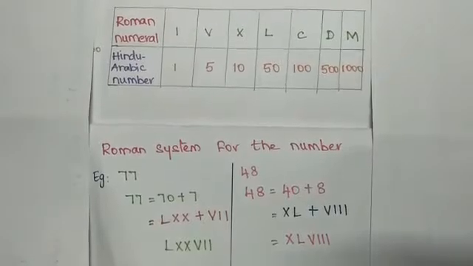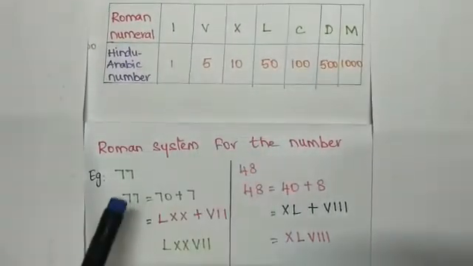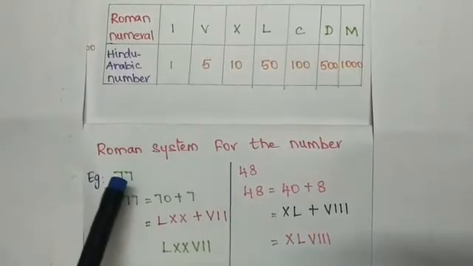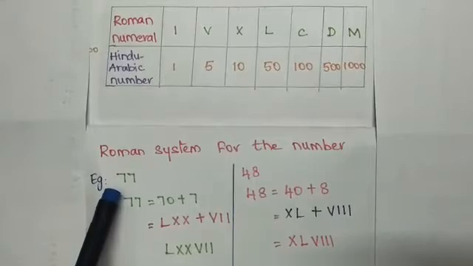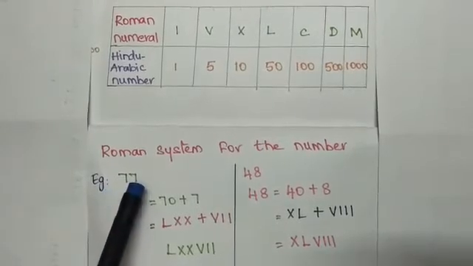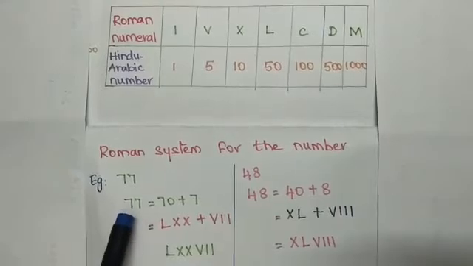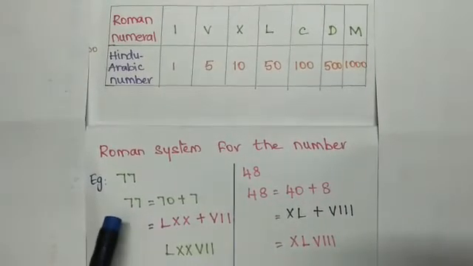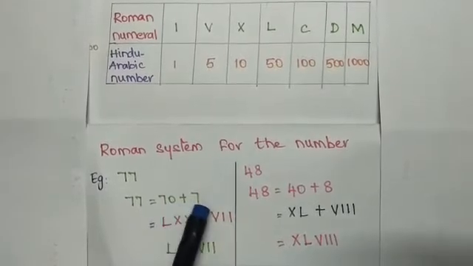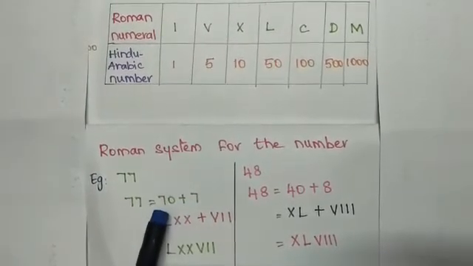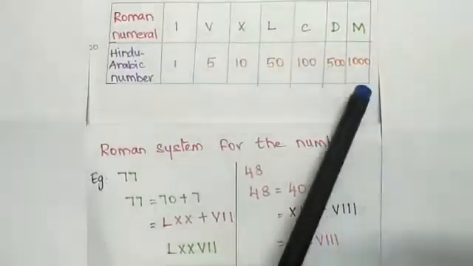Now we are going to see how to write the Roman numeral for a given number. They have given the number, and with this number we are going to write the Roman numeral. Now first, what is the number here? Yes, 77. We have to round off and split it: 77 is 70 plus 7. For 70 we have to see the tabular column first.